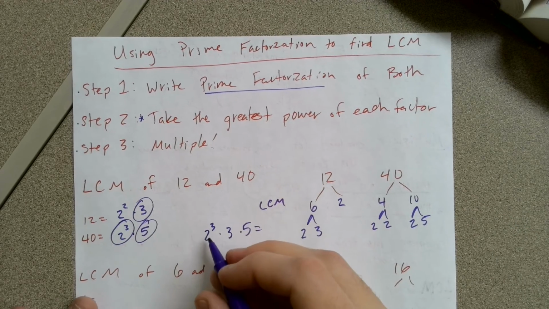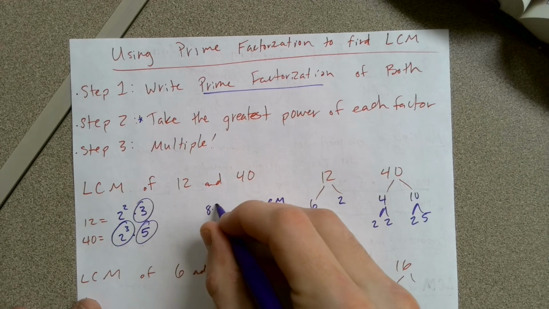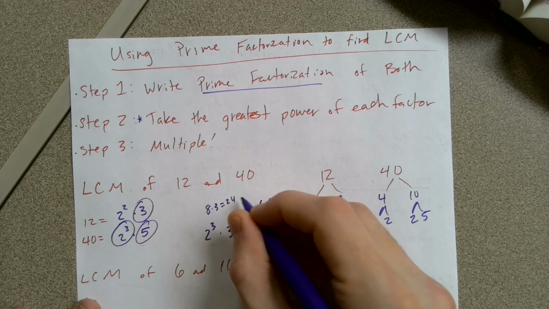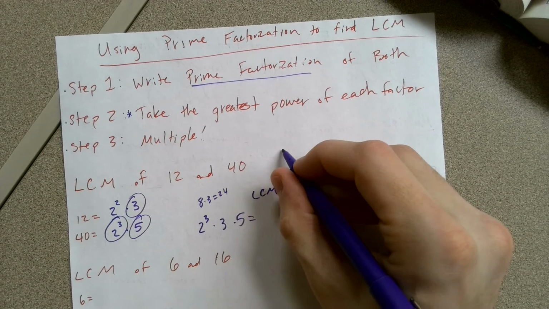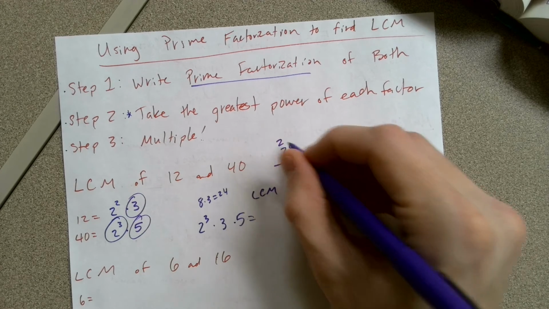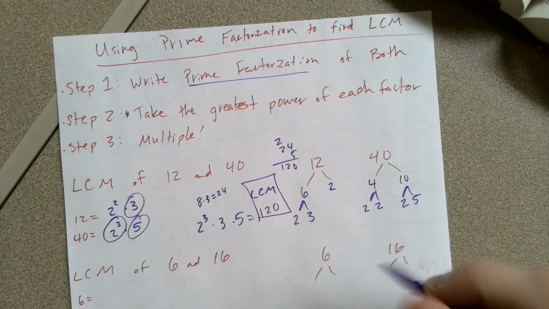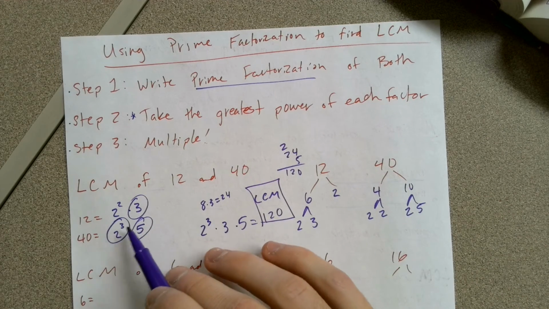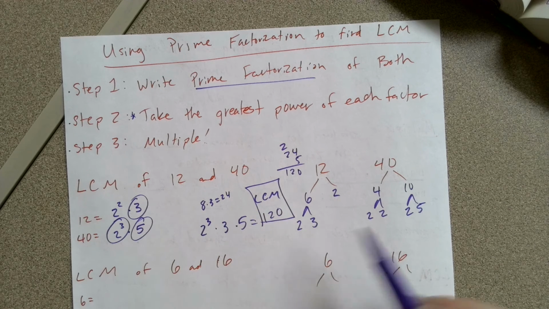So I'm thinking 2 to the third, 2 times 2 is 4, times 2 is 8. 8 times 3 equals 24. 24 times 5 is going to be 120. Our LCM is 120. So I took the biggest version of 2, the biggest version of 3, the biggest version of 5, because those were all numbers that we had hidden in here. You'll see another example of this.